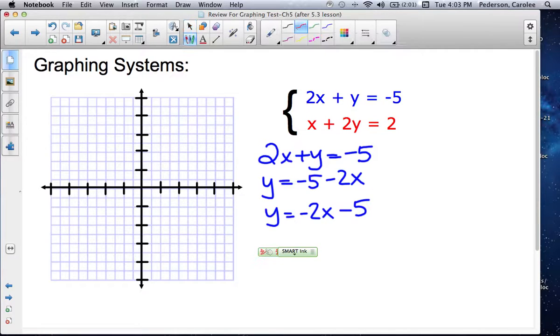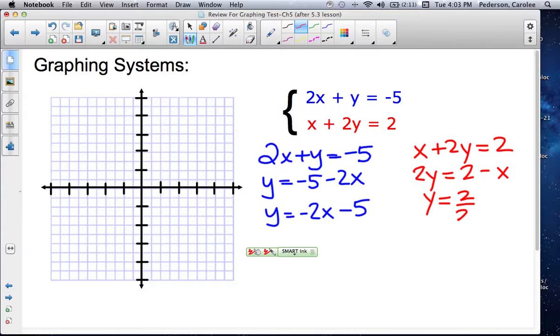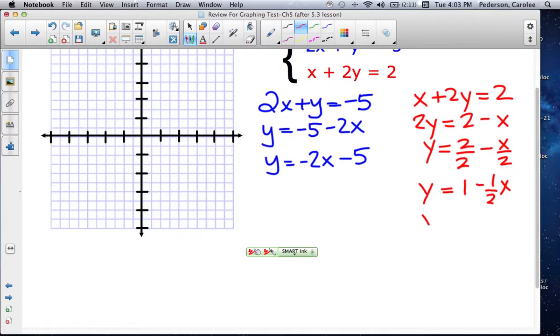Over here, convert this one to slope-intercept form. Subtract an x, and then divide by 2. 2 divided by 2 is 1, and then you get negative 1/2 x here. And then again, I like to write my slope first, then my y-intercept.